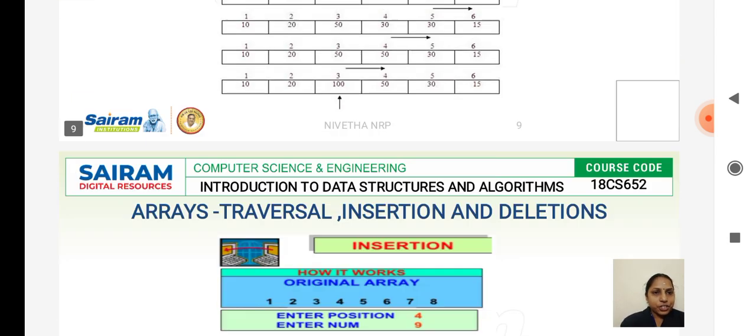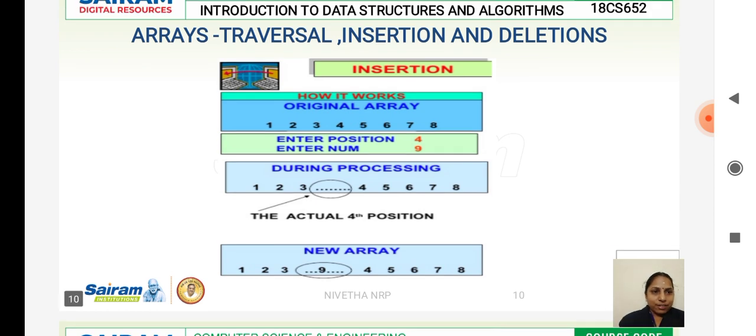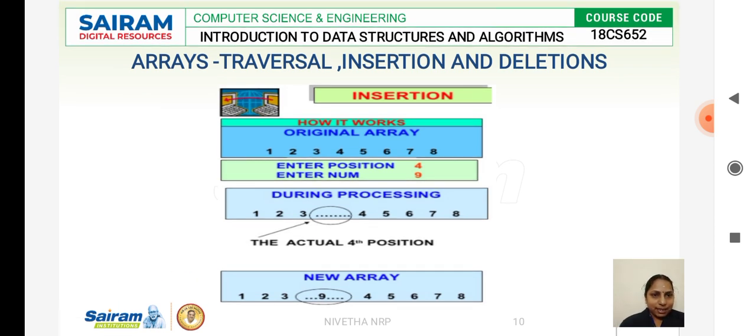This is how the insertion process takes place. One more example: here we have an array of 1, 2, 3, 4, 5, 6, 7, 8, and we are going to insert the number 9 in position 4. So what do I have to do? First, I have to increment my array size.